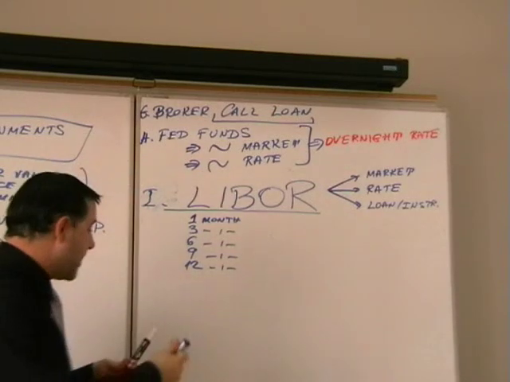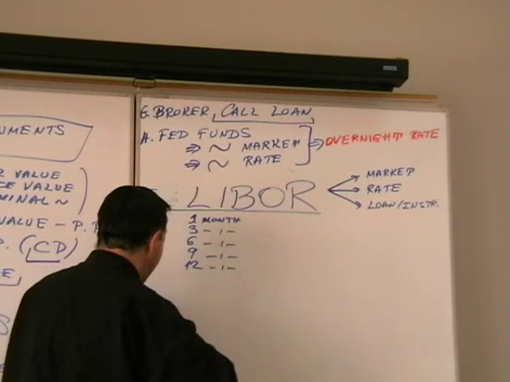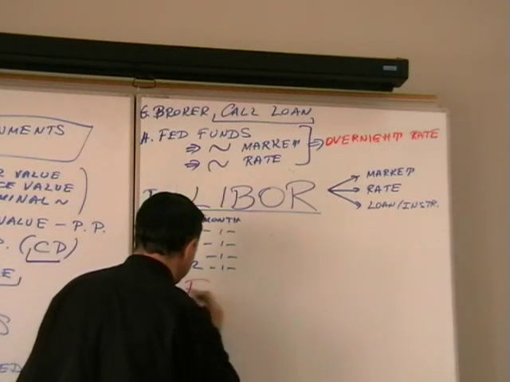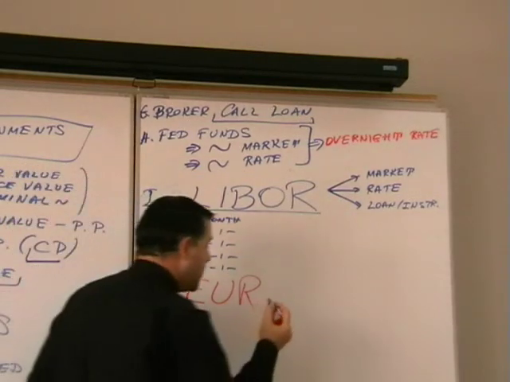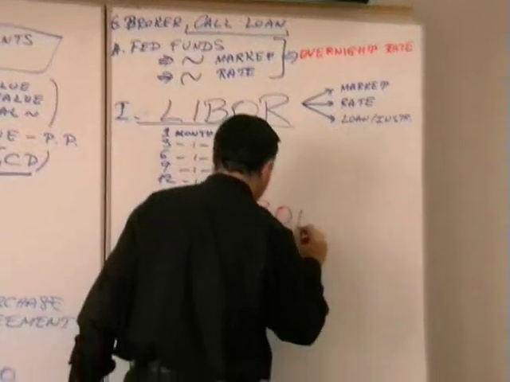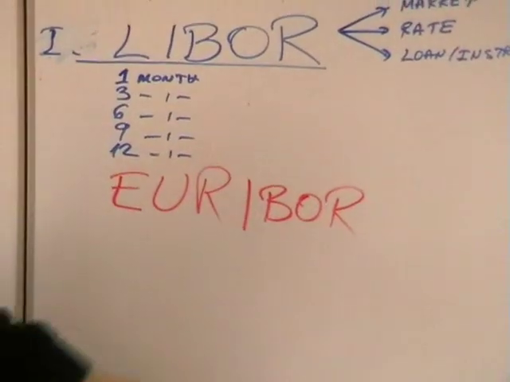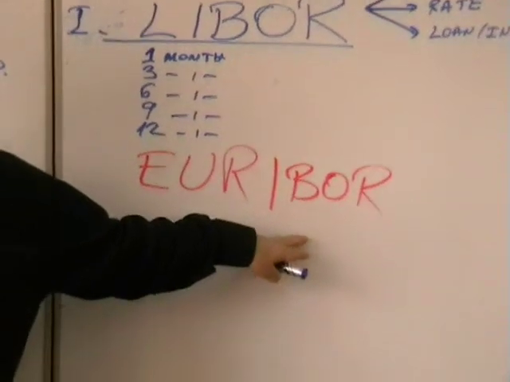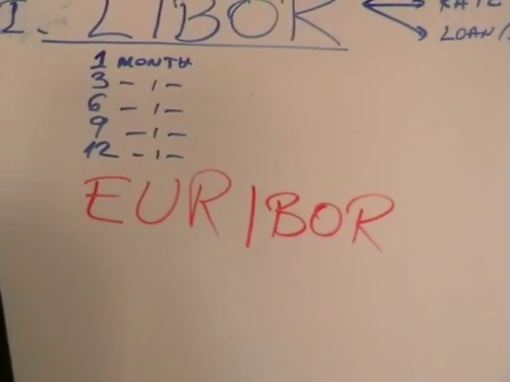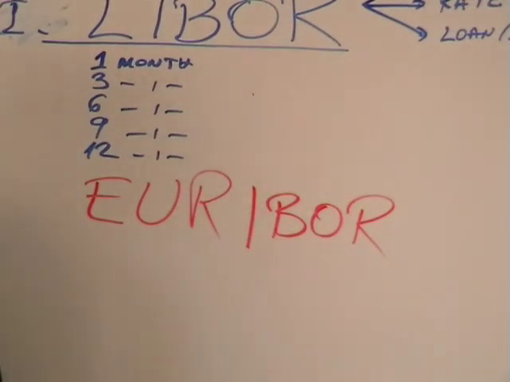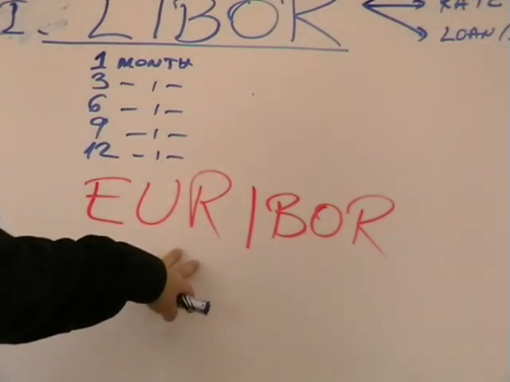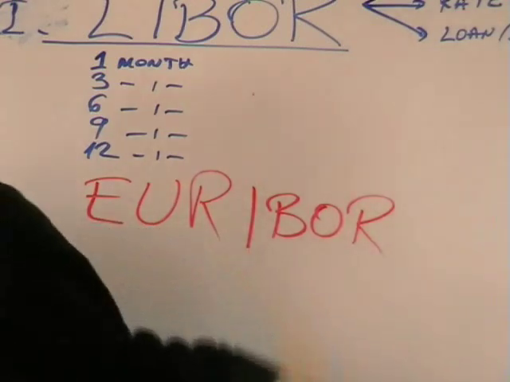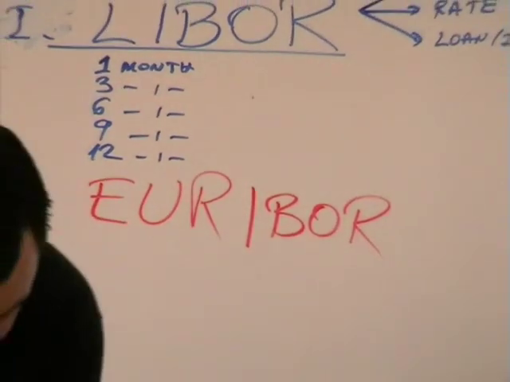which a lot of other instruments are fixed to. Based on LIBOR, you have the European equivalent, which is becoming very popular, very well known, the Euribor. This is again what any bank will charge another commercial bank for term loans in euro. So 1 month euro, 3 month euro, etc.